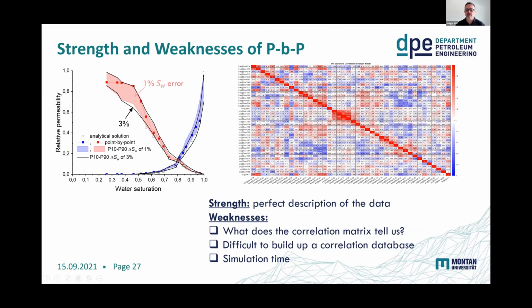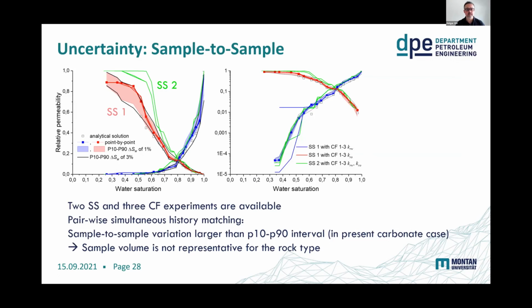If we look at the correlation strength matrix, we see something, but it's very difficult to interpret. We have a slight idea what it means. The coupling of PC and KR should be visible here, but we are still in the course of understanding this a little better. So this correlation strength matrix is no longer a very clear matrix. And at the end, due to the fact that we don't deal with physical parameters like residual saturations or exponents of a power law, it's difficult to build correlations in a correlation database. Well, good.